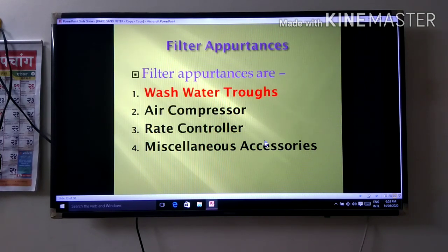An air compressor is provided, related with valve number 5. The third filter appurtenance is the rate controller, and the fourth one is miscellaneous accessories.